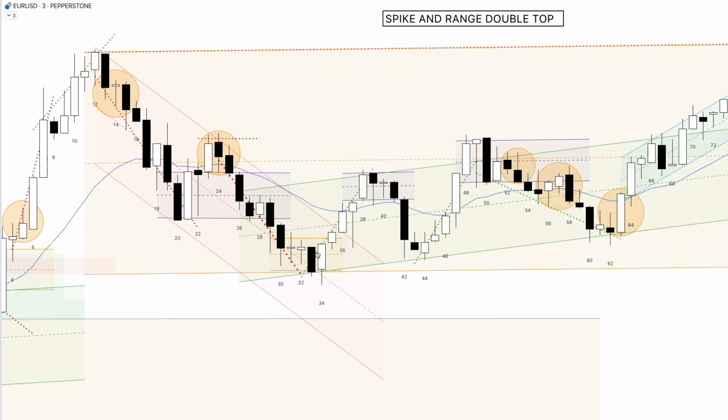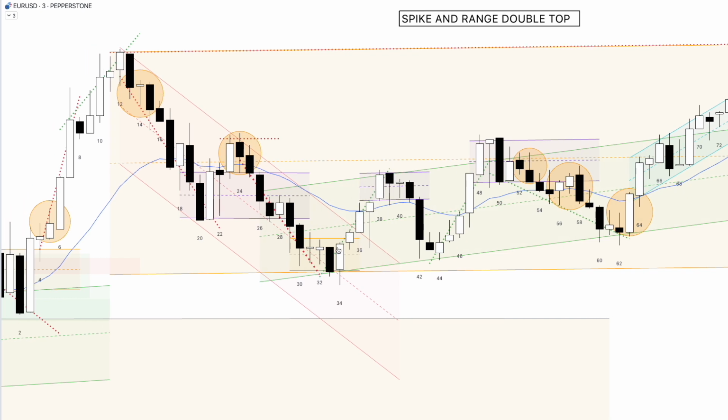And then we break out of that range, but we don't know at this point what's going to happen. Are we going to break out? Are we going to retest this pink channel now?